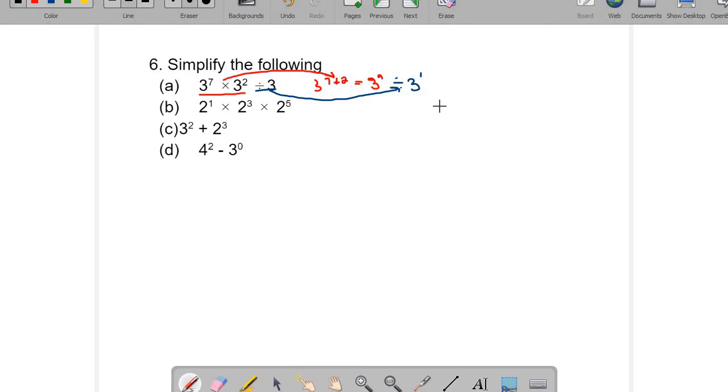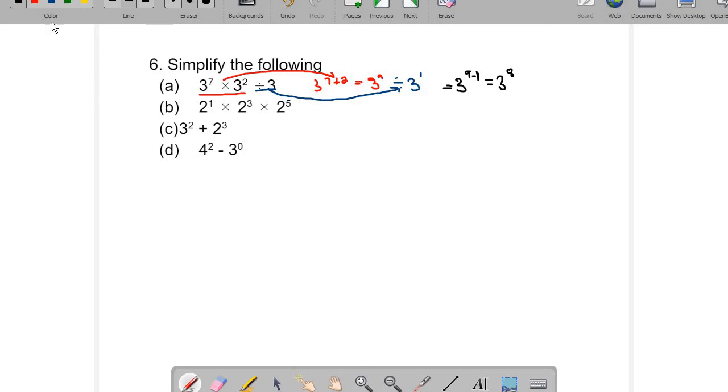Okay, so we're going to keep the same base. The base is the same. It's 3. And we're going to subtract the powers. So we have 9 minus 1. And that is going to give us 3 to the 8th power. And this is our final answer.